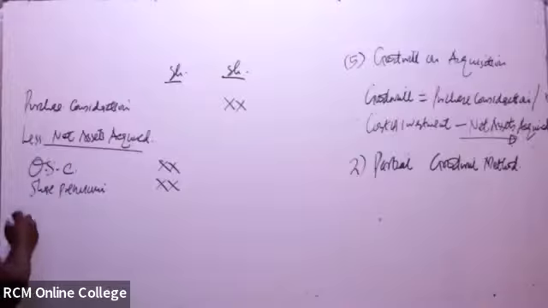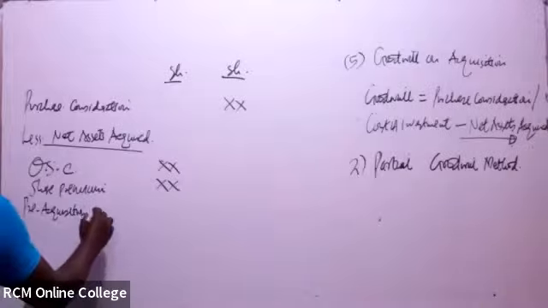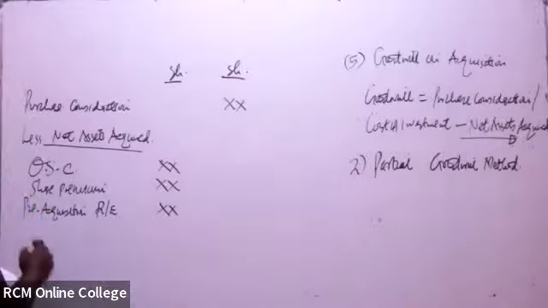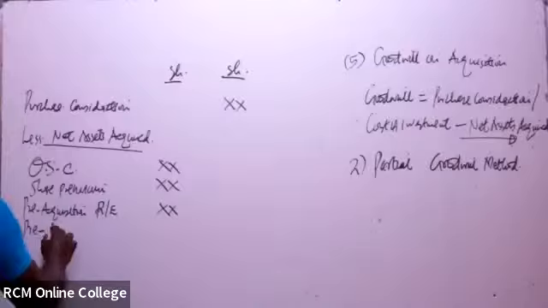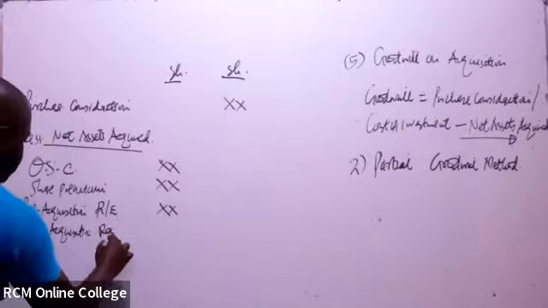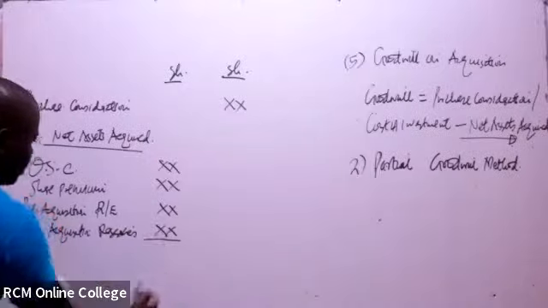Then the pre-acquisition retained earnings will also be considered. You need to put them there. Then also the pre-acquisition reserves, you also consider them. You'll be able to get a total.